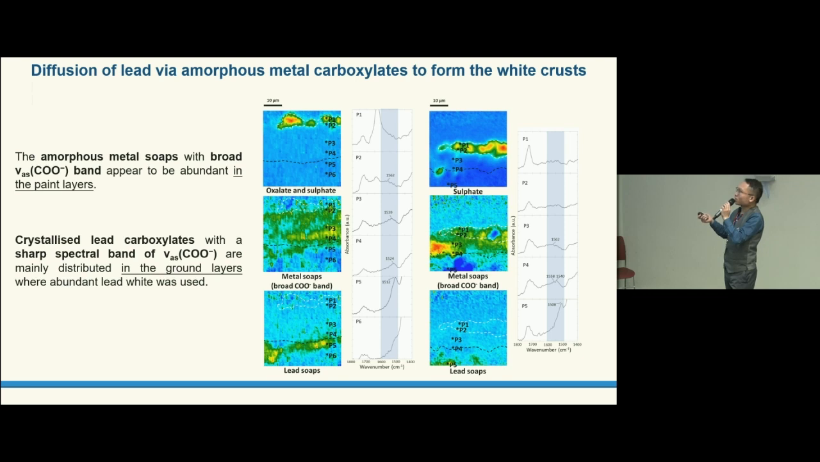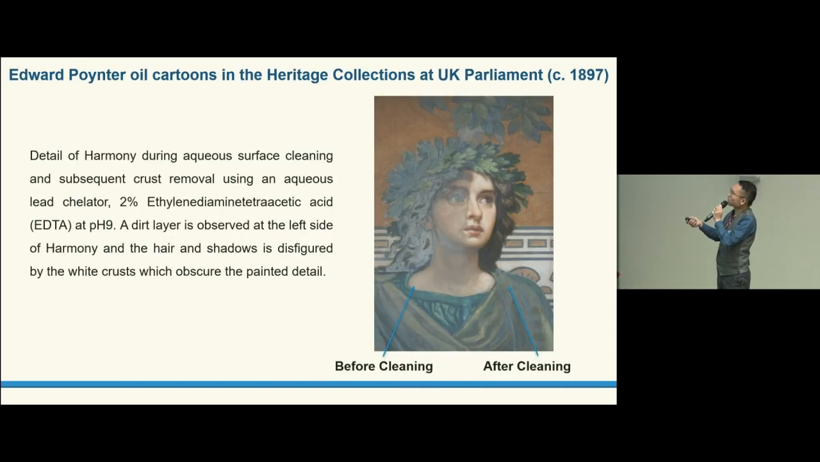And while the lead diffuses from the ground layer to the surface of the painting, the lead reacts with the air pollutant to form white crusts, such as lead sulfate and lead oxalate or calcium oxalate. So this is how we use the ATR-FTIR spectroscopic imaging to illustrate this mechanism.